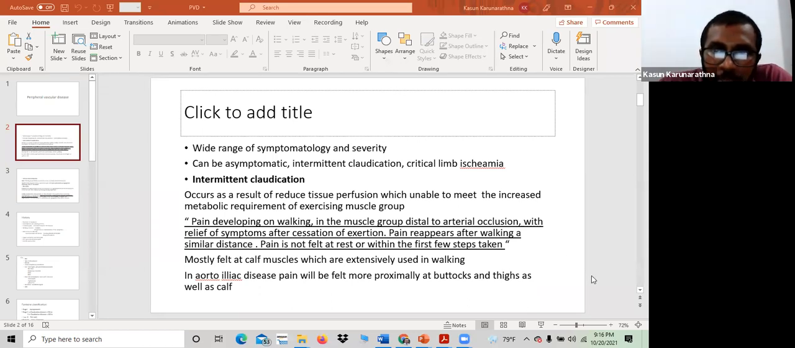That is the basic description of intermittent claudication. We'll first discuss this occlusive artery disease, then we'll move on to MCQs. That will be easy.